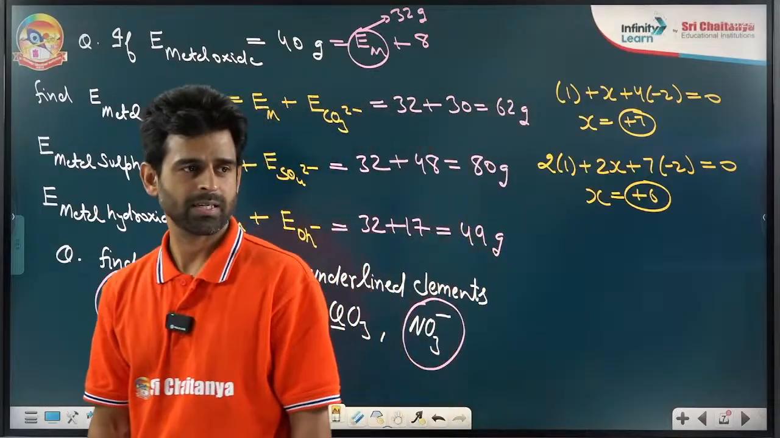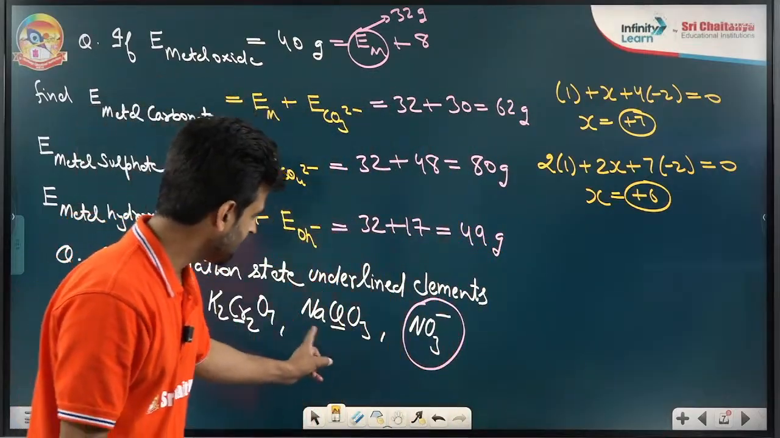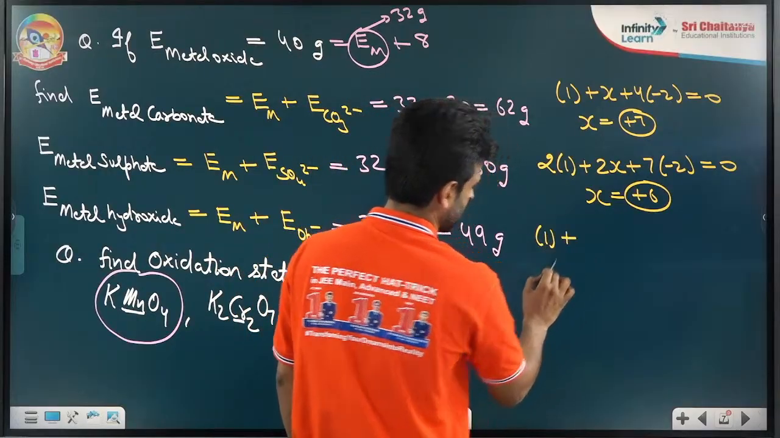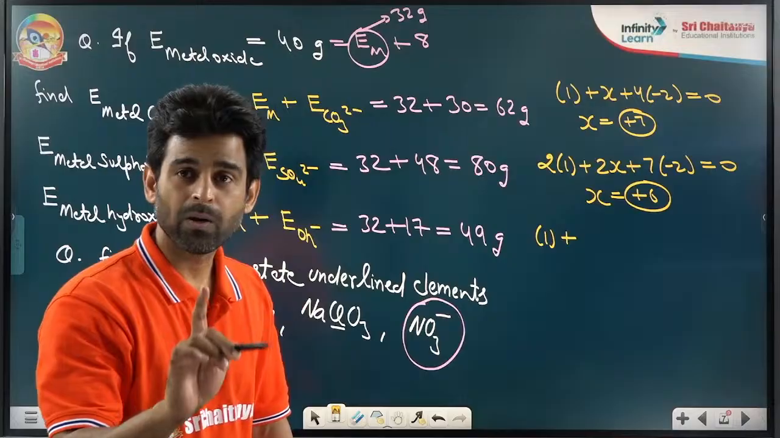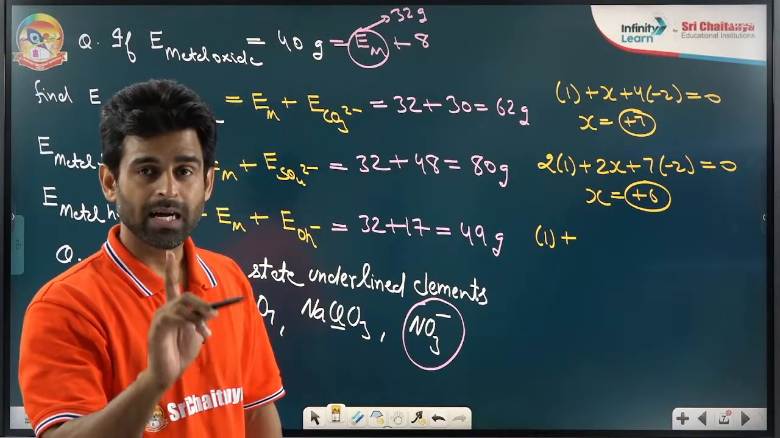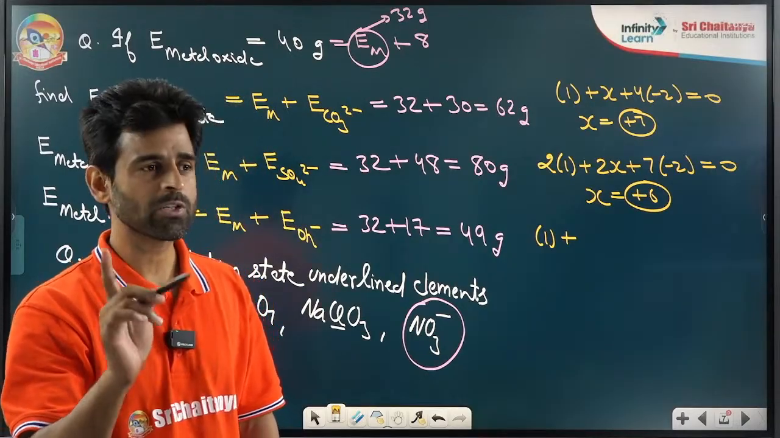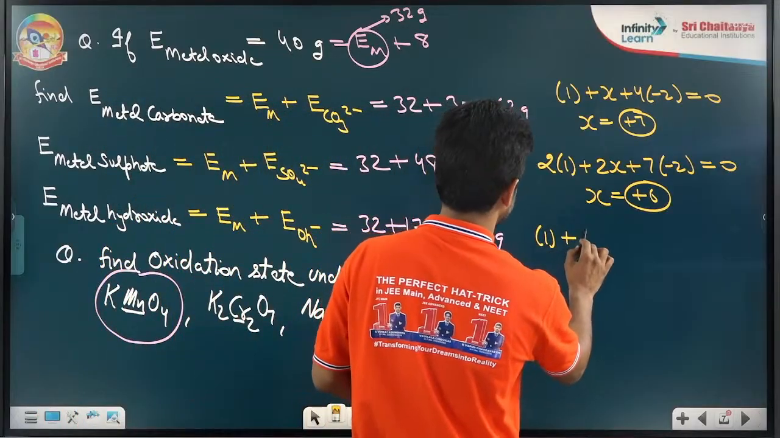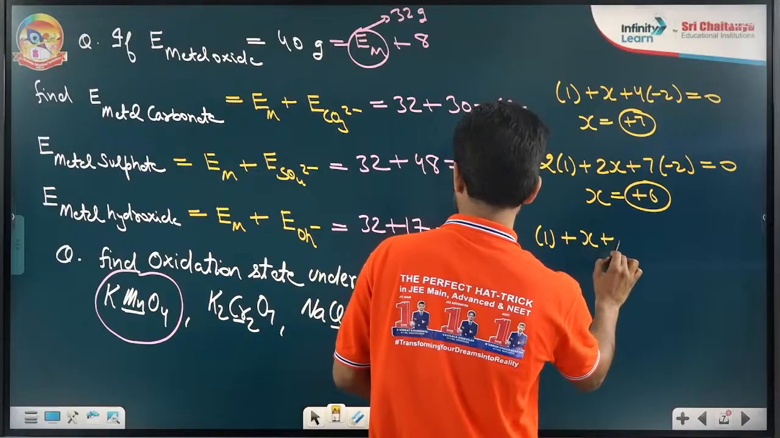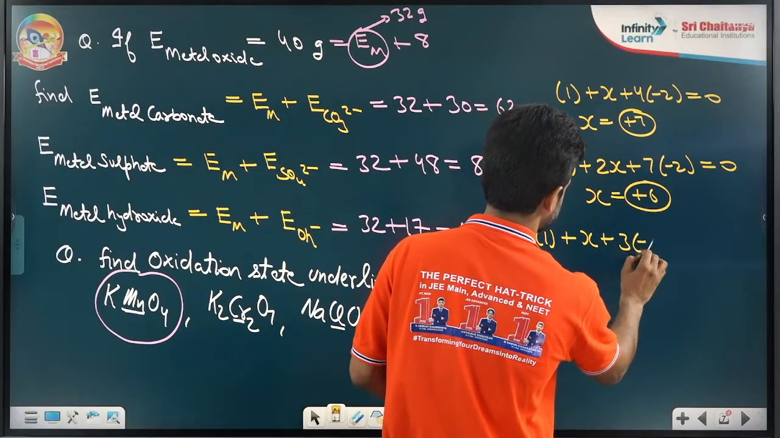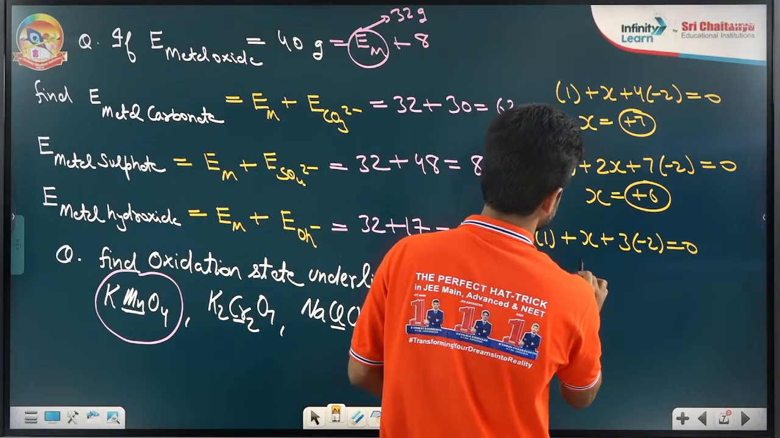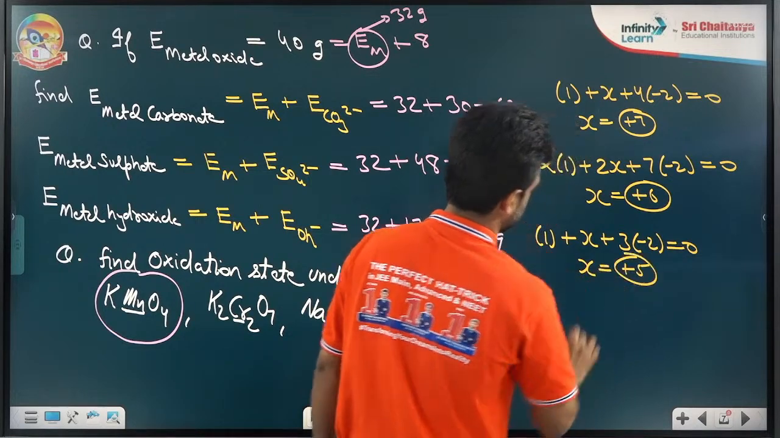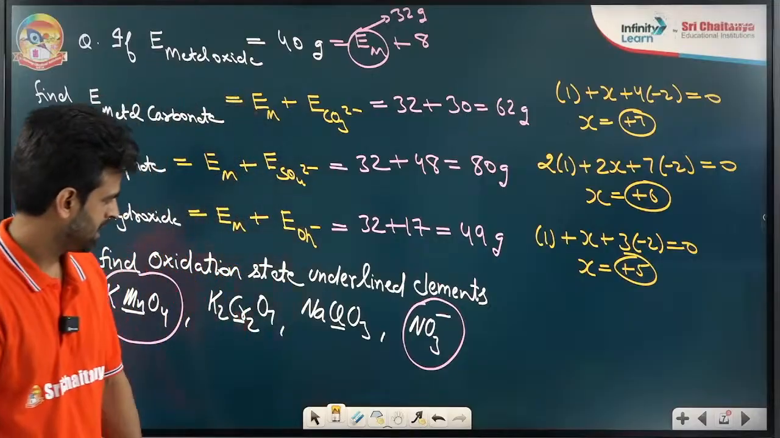Very good. Okay. The next thing is NaClO3. Sodium how much? 1. Alkali metals in their compounds always show +1. Alkaline earth metals in their compounds always show which one? +2, right? So here +1 for sodium, X for chlorine, and 3 into -2, equals 0. So X coming how much? +5. X coming +5, right?